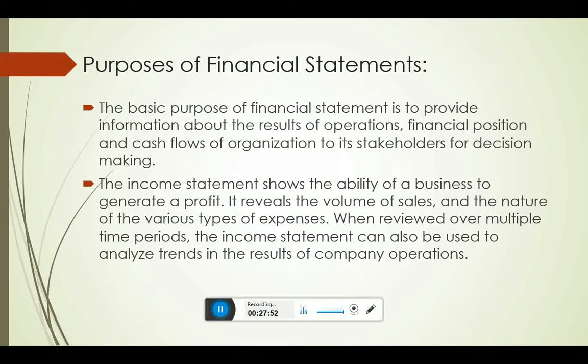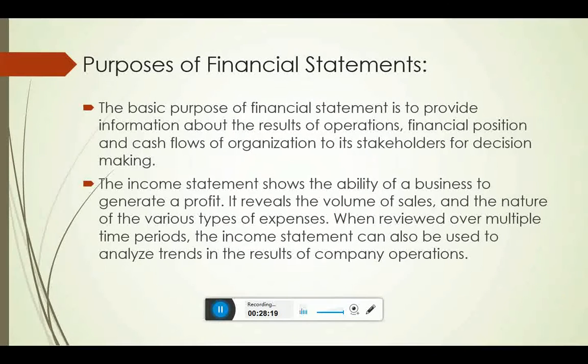Now each financial statement has its own purpose. The income statement shows the ability of a business to generate a profit. It reveals the volumes of sales and the nature of the various types of expenses. When we review it over multiple periods, the income statement can also be used to analyze trends in the results of a company's operations.